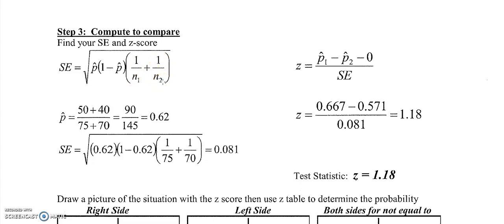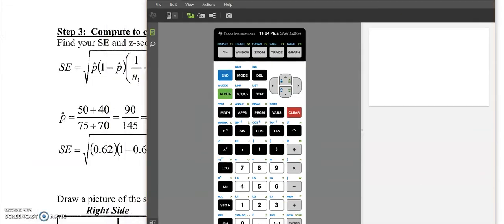But in this case, we have 2 p hats, so we're going to use a combined p hat. So to find the combined p hat, you take the numerators, 50 plus 40, add them up. Take the denominators, 75 plus 70, add those up, and we have a combined p hat of 90 over 145, which is 0.62. So again, it's going to be the square root of 0.62 times 1 minus 0.62 times 1 over 75 plus 1 over 70. So we're going to type that in the calculator. Be very careful typing that in.